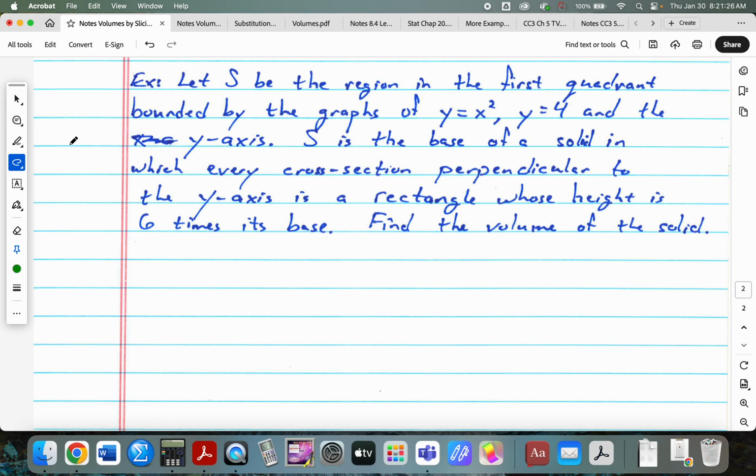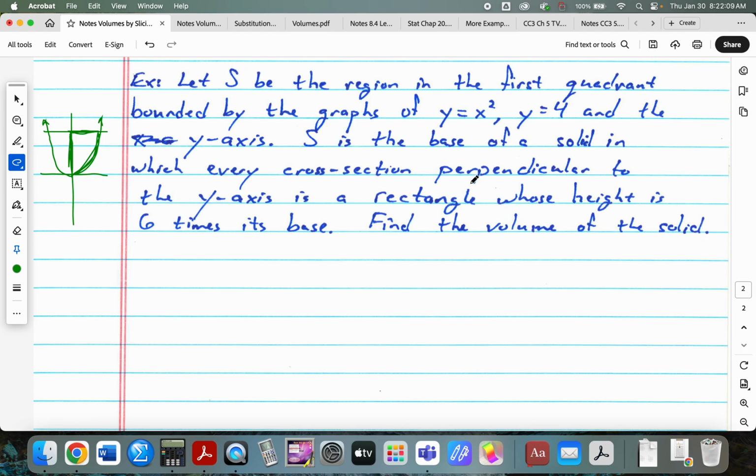All right, so y equals x squared, your basic parabola. I always make mine go up too fast. Y equals 4 is just a horizontal line up here someplace. And the y-axis. All right. So they could have told us that this was in the first quadrant, and it would have had the same effect. Here's where this one's a little different.